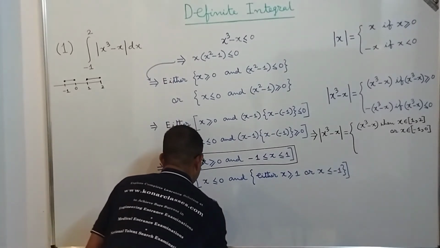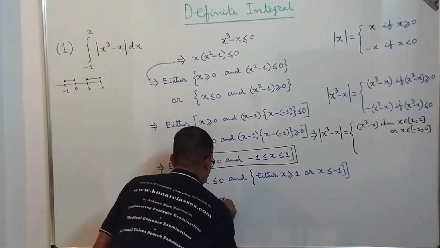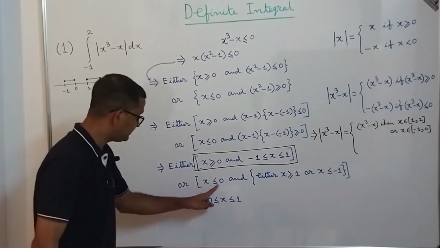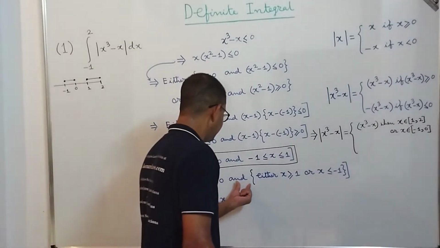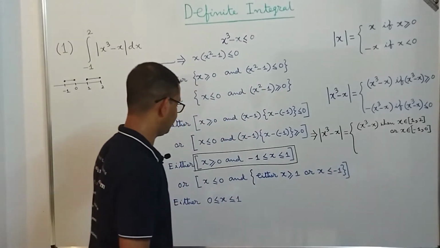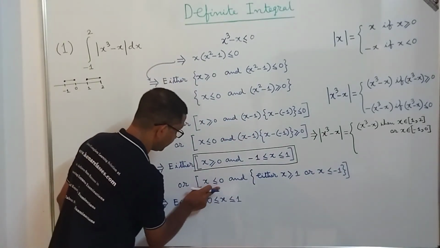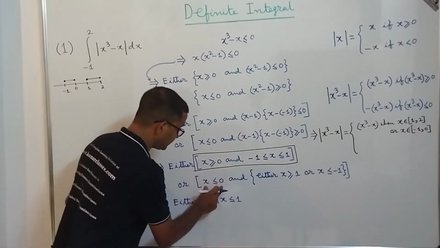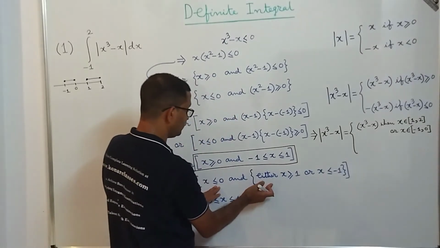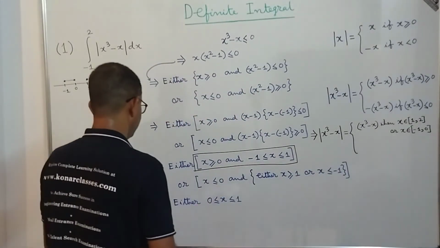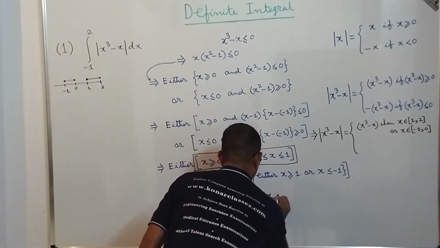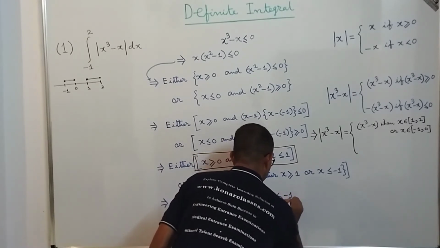Okay, so this implies either 0 less than or equal to x less than or equal to 1, and the or part: x is less than or equal to 0 and either x is greater than or equal to 1 or x less than or equal to minus 1. So this condition has to be satisfied, x is less than or equal to 0. After satisfying this condition, if we include it, x is less than or equal to minus 1. So we can write either 0 less than or equal to x less than or equal to 1 or x is less than or equal to minus 1.